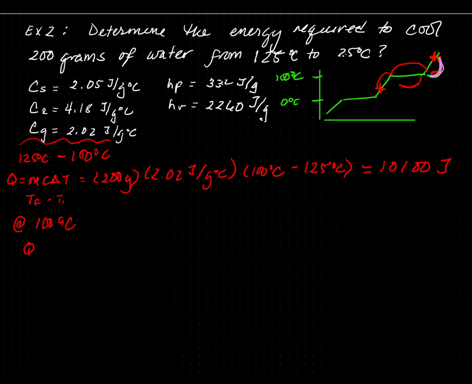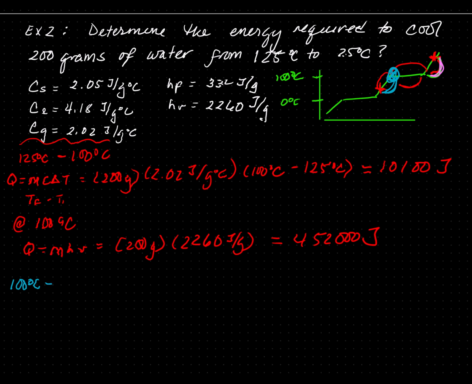So it's the opposite of vaporization. So it's going to be Q is equal to mHV. My mass stays the same, which is 200 grams. Vaporization is given as 2,260 joules per gram. Calculate the math, 452,000 joules. Now we are here. We complete our vaporization, and now we're bringing the temperature down again. So we are starting at 100 degrees Celsius, and my ending temperature is 25.